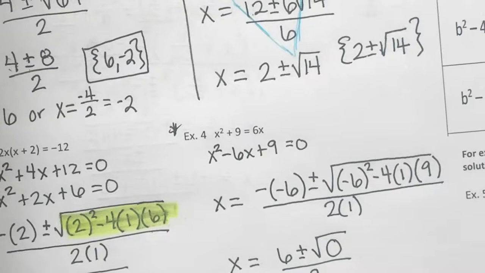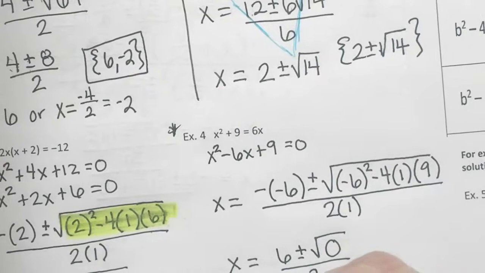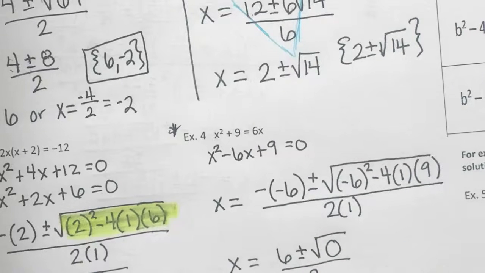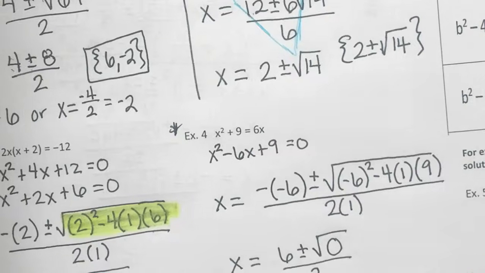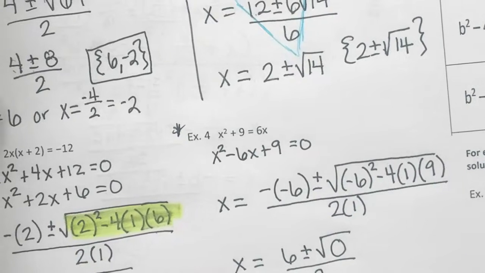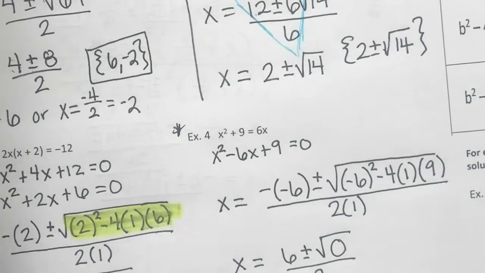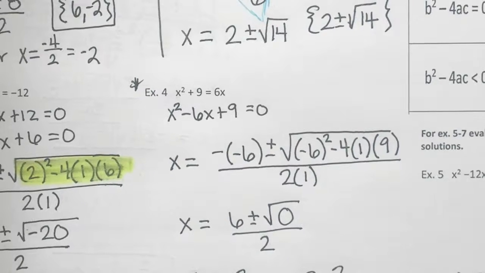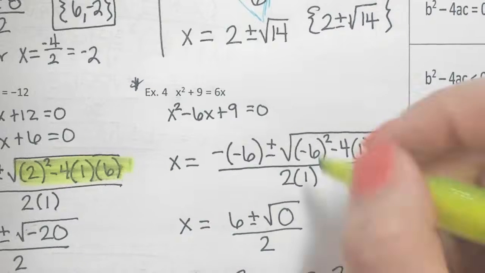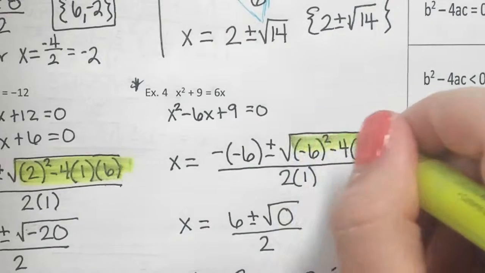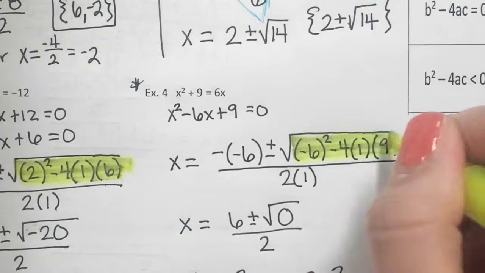It's 36 minus 36. So just to make sure we all have the right discriminant, what is the value of the discriminant, the number under the square root? 0.